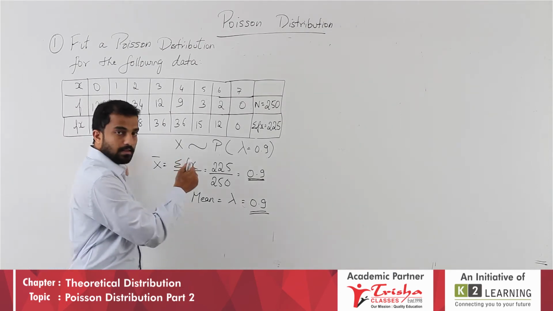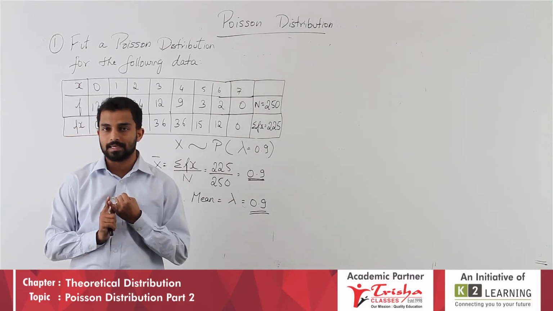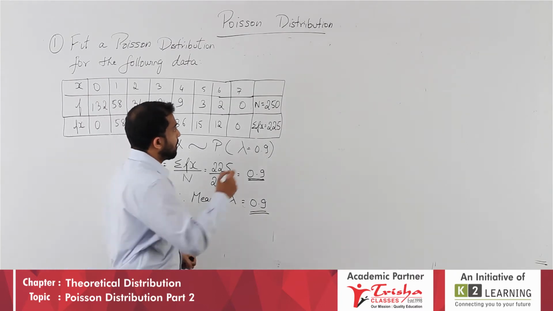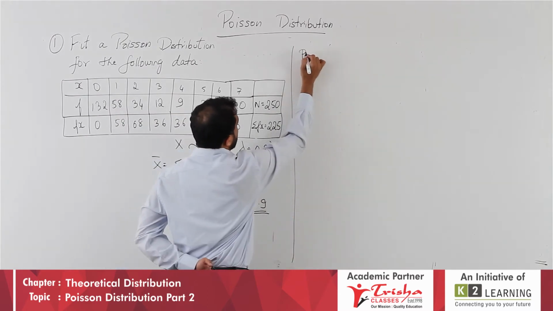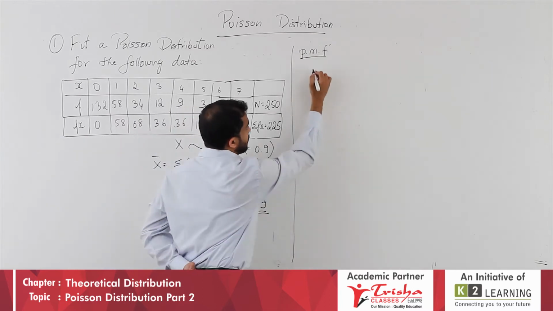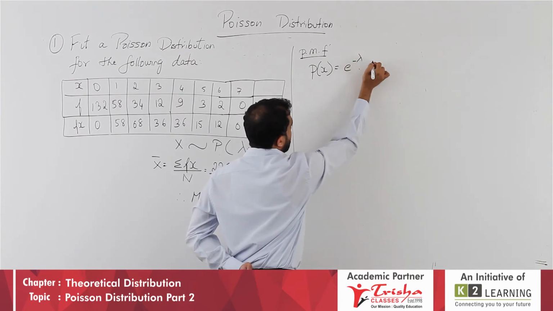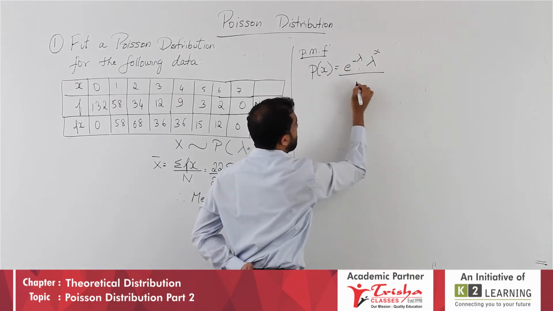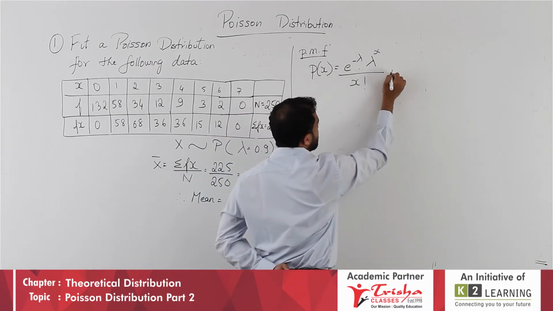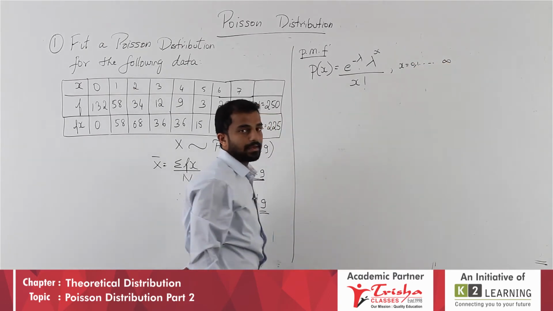Once we get the answer of lambda is 0.9, all we need to do is find out the frequency terms, and for this, to find out the first probability term, we always need, students, the probability mass function. Write down the PMF of a Poisson distribution. It is P of x is equal to e power minus lambda, lambda power x by x factorial. Don't forget to write the range. It is x is equal to 0, 1 up to infinity.